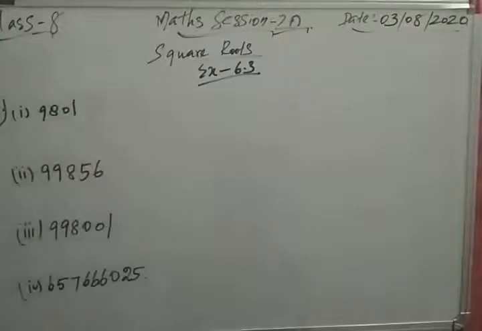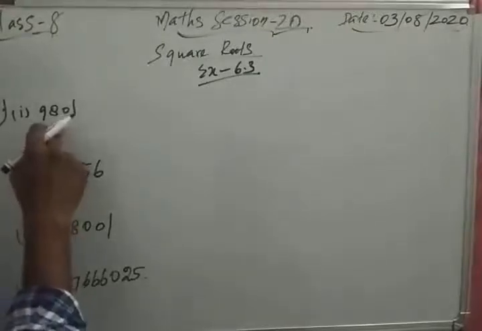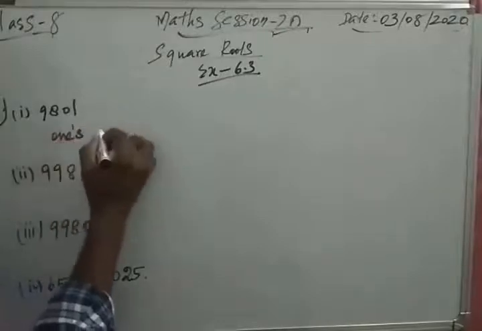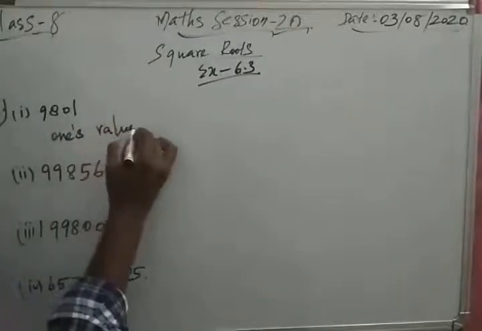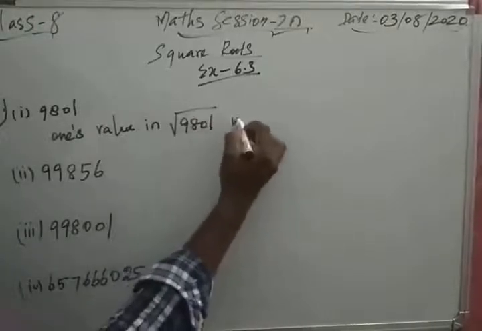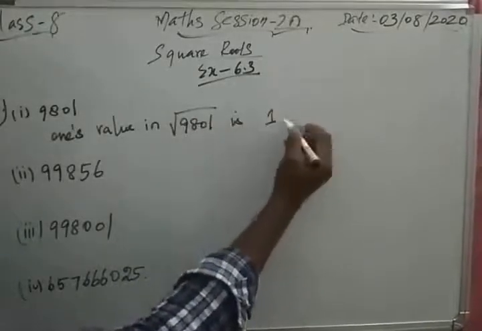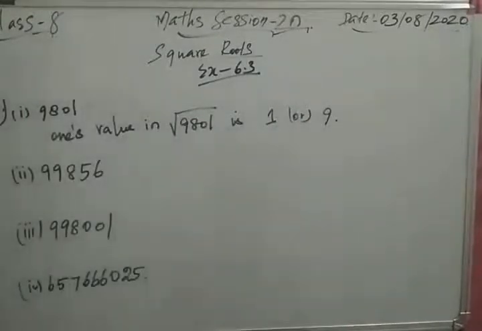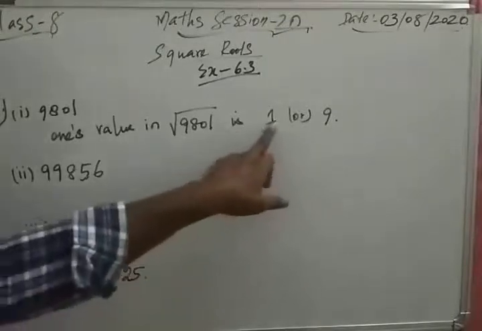So first, the ones digit in the square root of 9801. If you take the square root of this number, the ones value in the square root of 9801 is 1 or 9. Okay? That is 1 or 9. How? You will ask immediately, how did you say that, sir? Directly I have given 1 or 9.